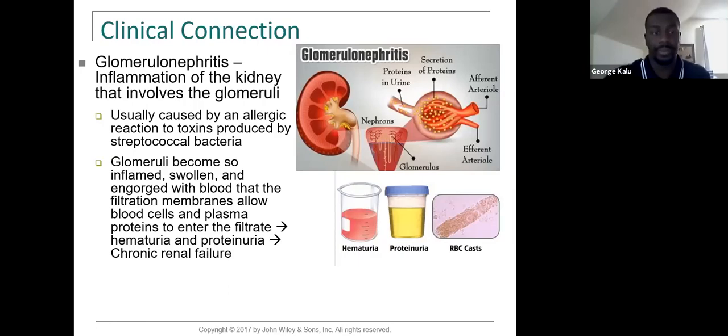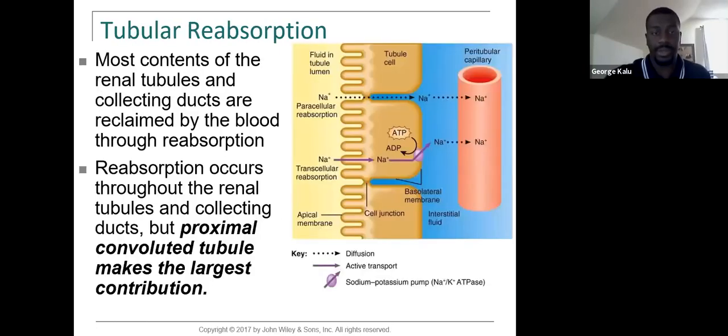Okay, so that was filtration. The next process that happens after filtration is reabsorption. This is the process where we start to reclaim some of those materials that we filtered out and bring them back into the blood, back into the body. It's reabsorption because you're reabsorbing it back into the blood.